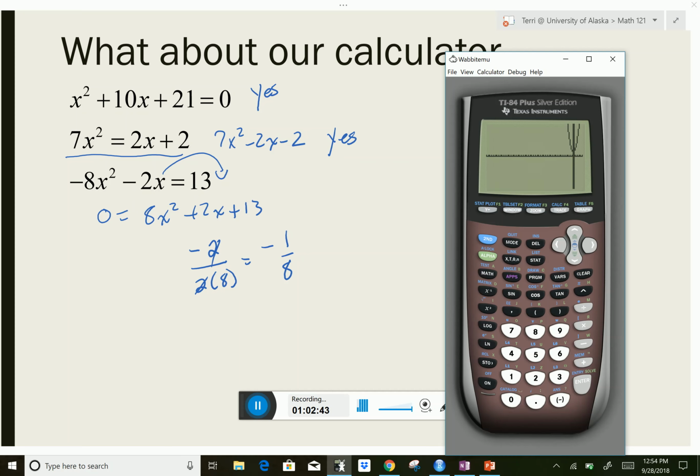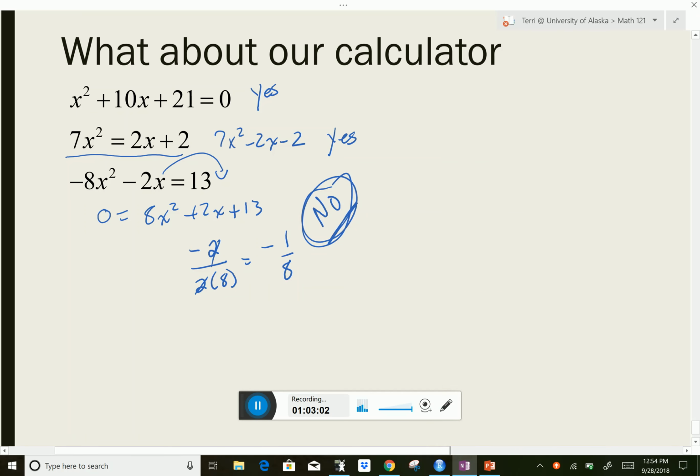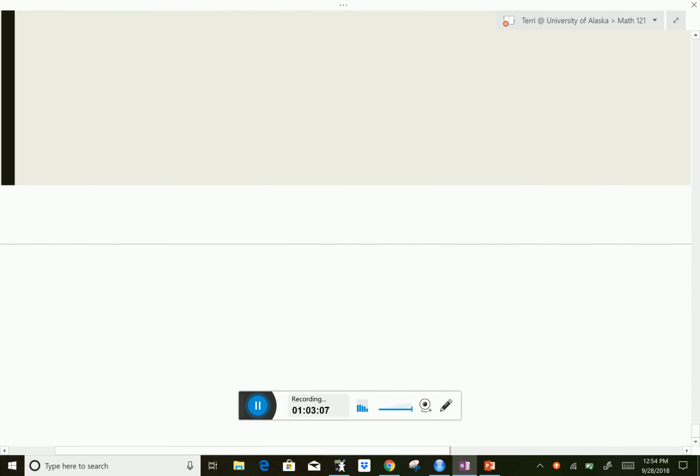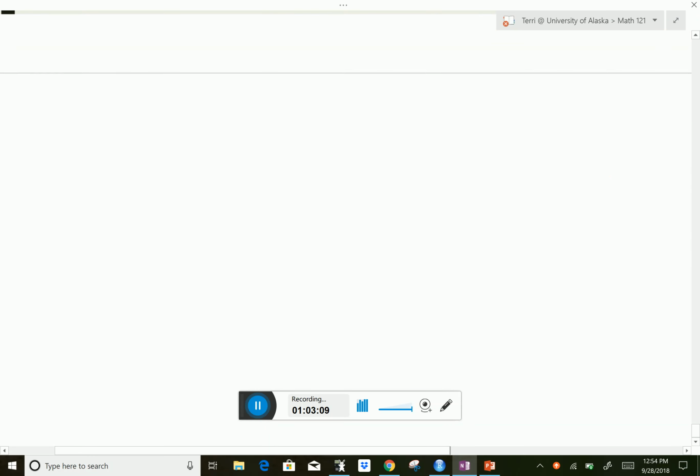Does it touch the x-axis? And the answer is no, it does not touch the x-axis. I didn't think it did. So since it doesn't touch the x-axis, we can't use our calculator to do that problem. This problem would have to be done using the quadratic formula to find the zeros. There are no x-intercepts. To find the complex zeros of the problem. And so that is it.